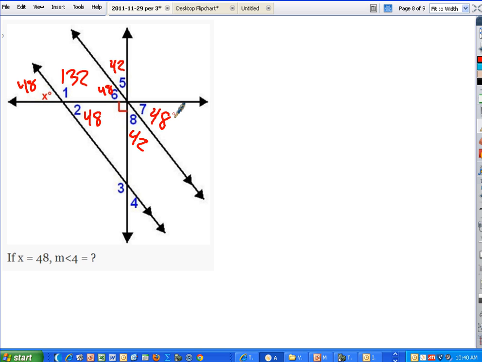And now look at this. We've got this transversal right here, right? And so what do we know here? Well, 8 and 4 are corresponding angles, aren't they? Everybody see that? Because here's my transversal, cutting through these two parallel lines. So those must be congruent. So angle 4 is 42.